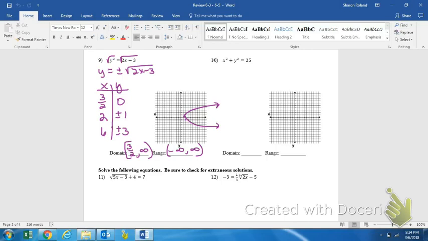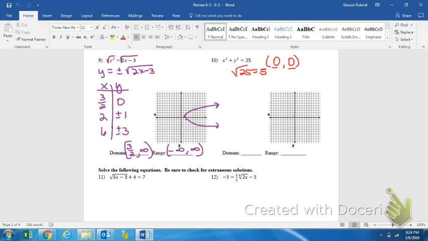All right, on number 10, that's a circle, and the center of the circle is at 0, 0, because there's 0 values with the x squared, 0 values with the y squared, so that's how you end up with that. The square root of 25 is 5, and that's your radius. So the center is right here.